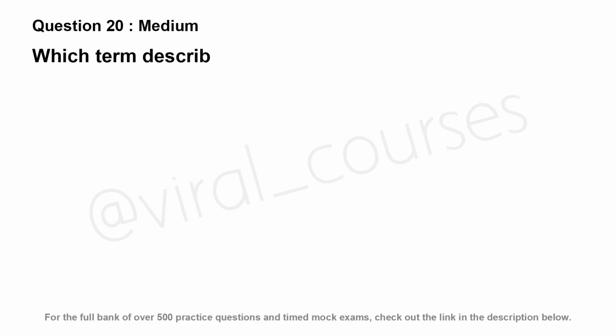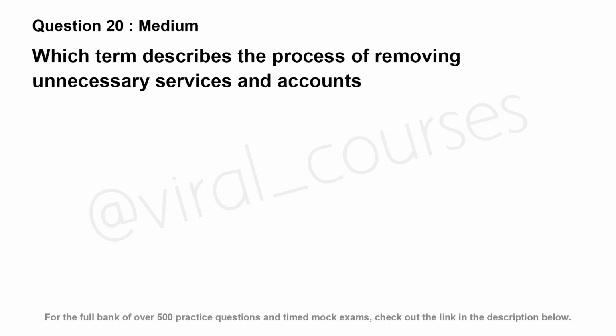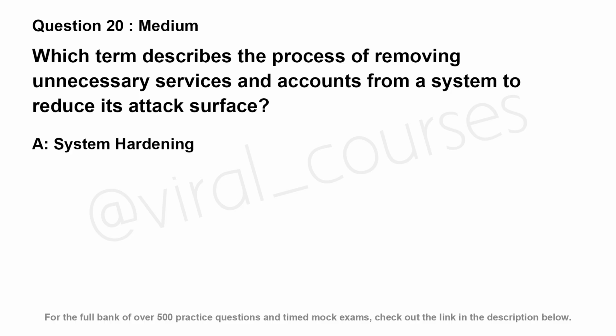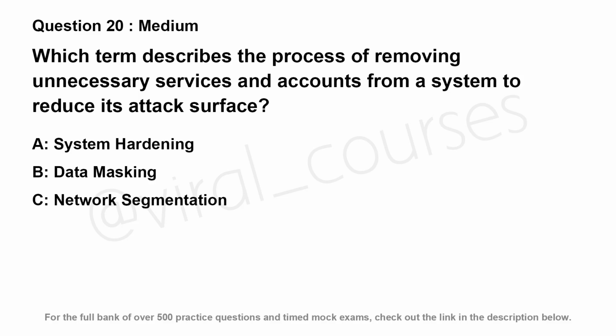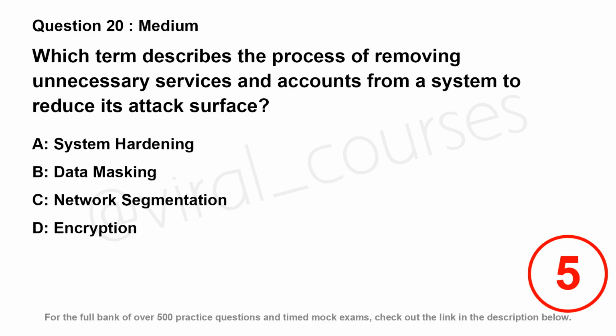Which term describes the process of removing unnecessary services and accounts from a system to reduce its attack surface? Option A, system hardening. Option B, data masking. Option C, network segmentation. Option D, encryption.